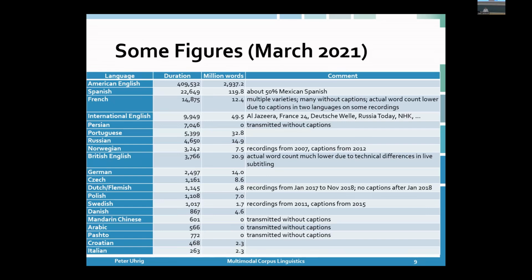And then there is Spanish, French, and so on. You see, it goes down very quickly in terms of size. Spanish is still quite good. And then we have stuff that actually comes without subtitles, but they're still recording it because they think they might be interested in it. And maybe speech recognition will help.